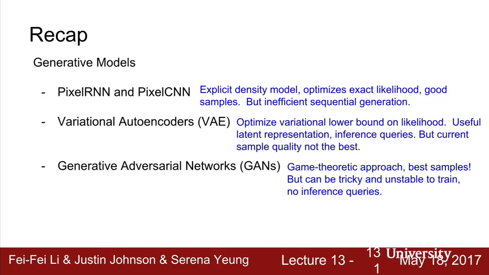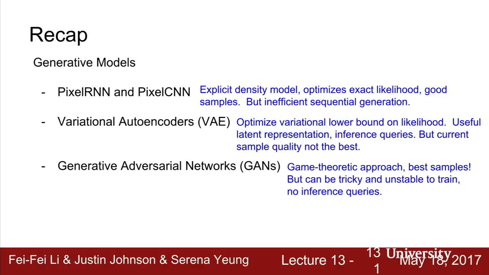Okay, so a recap of today. We talked about generative models. We talked about three of the most common kinds of generative models that people are using and doing research on today. So we talked first about pixel-RNN and pixel-CNN, which is an explicit density model. It optimizes the exact likelihood, and it produces good samples, but it's pretty inefficient because of the sequential generation. We looked at VAEs, which optimizes a variational lower bound on the likelihood. And this also produces useful latent representation. You can do inference queries, but the sample quality is still not the best.